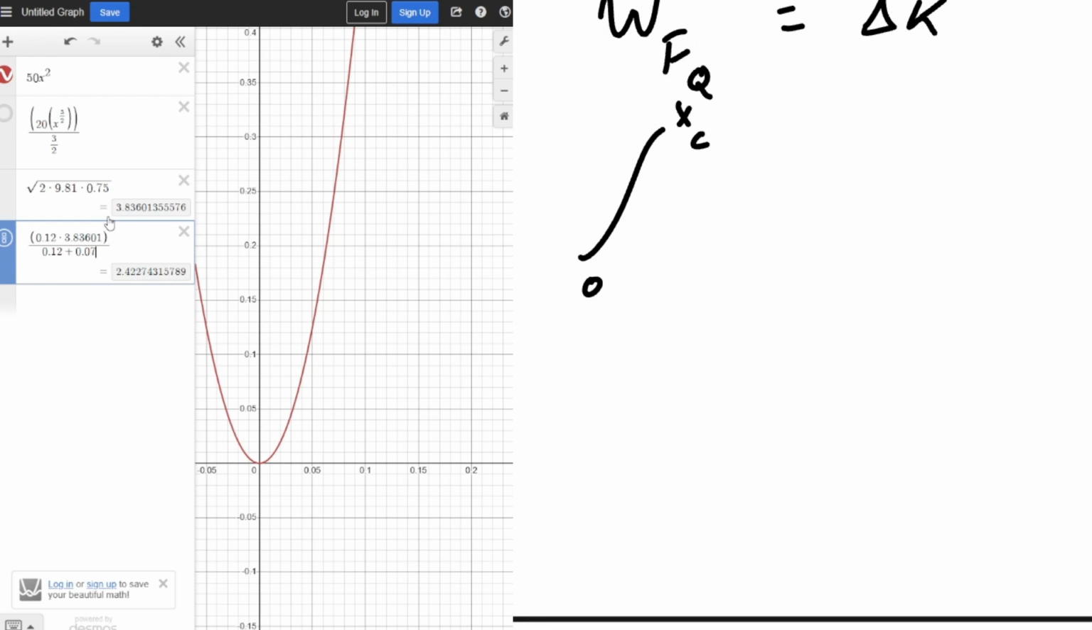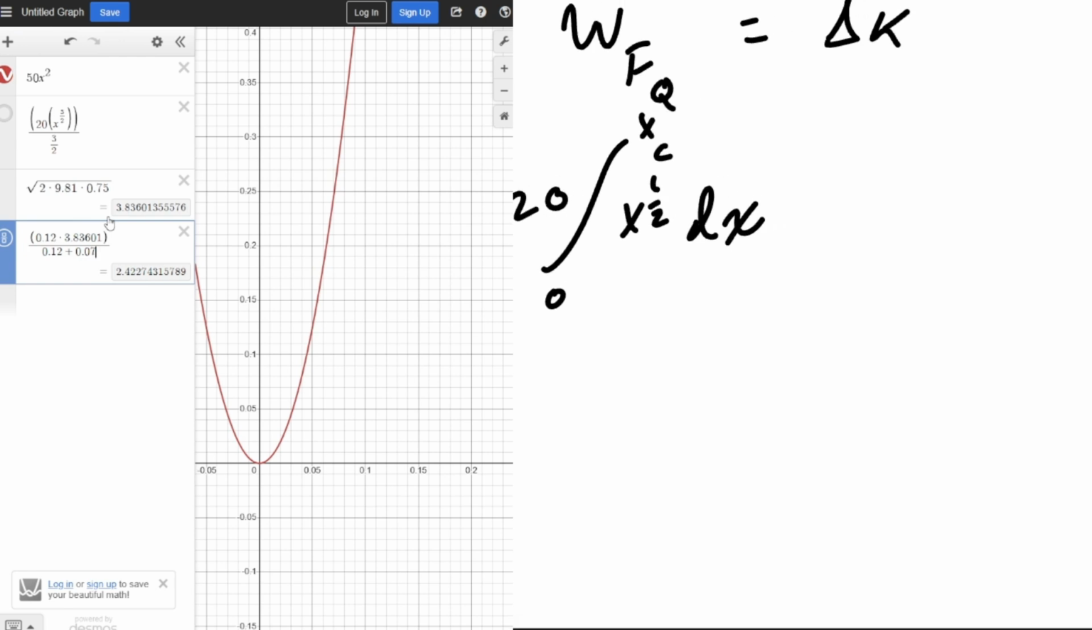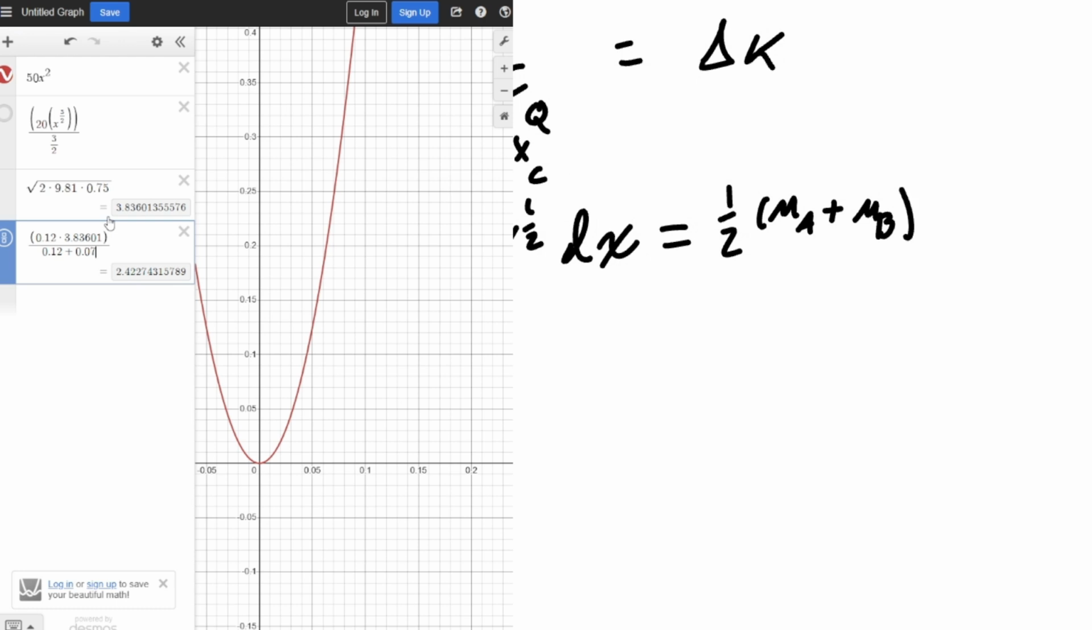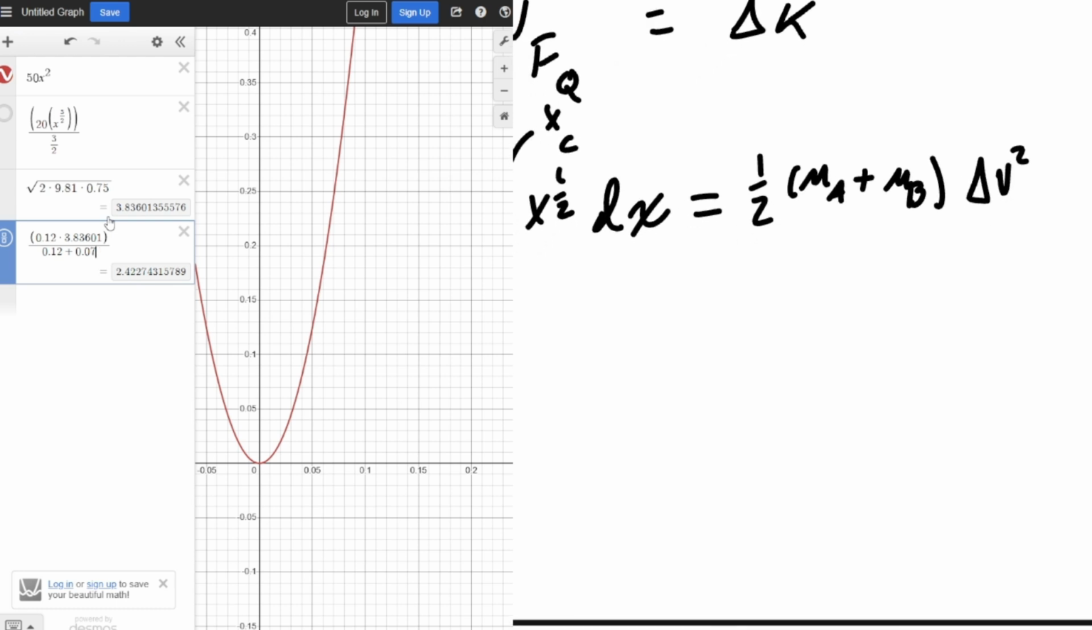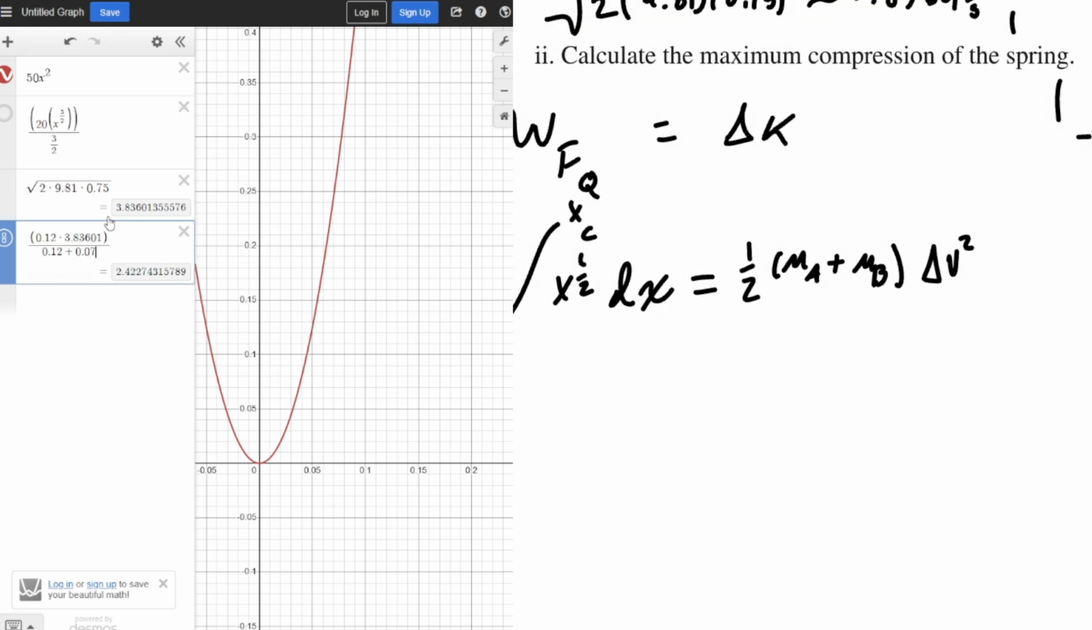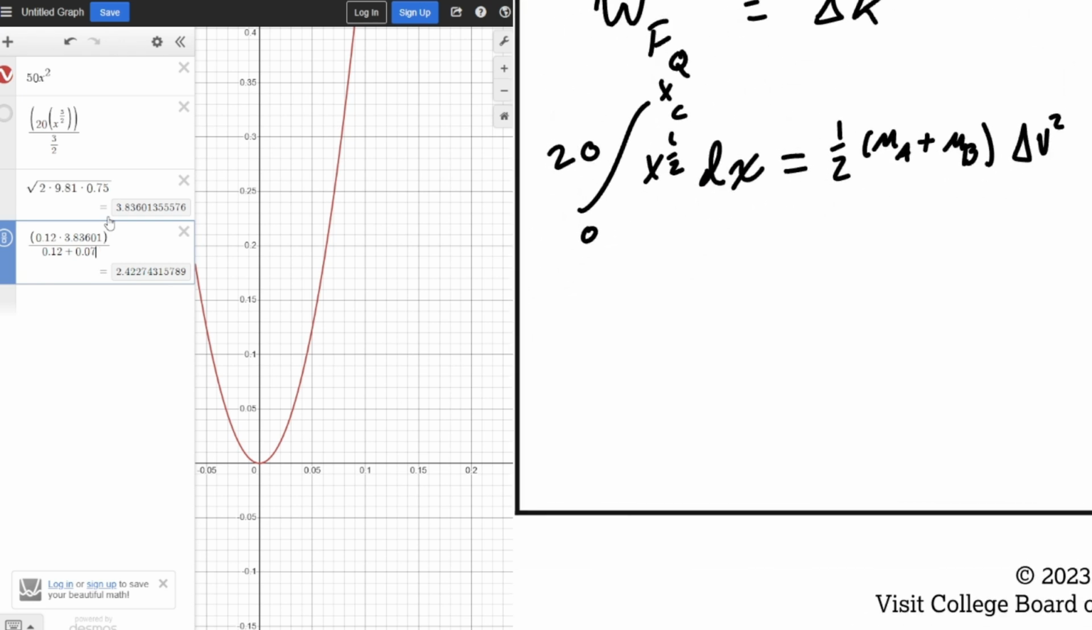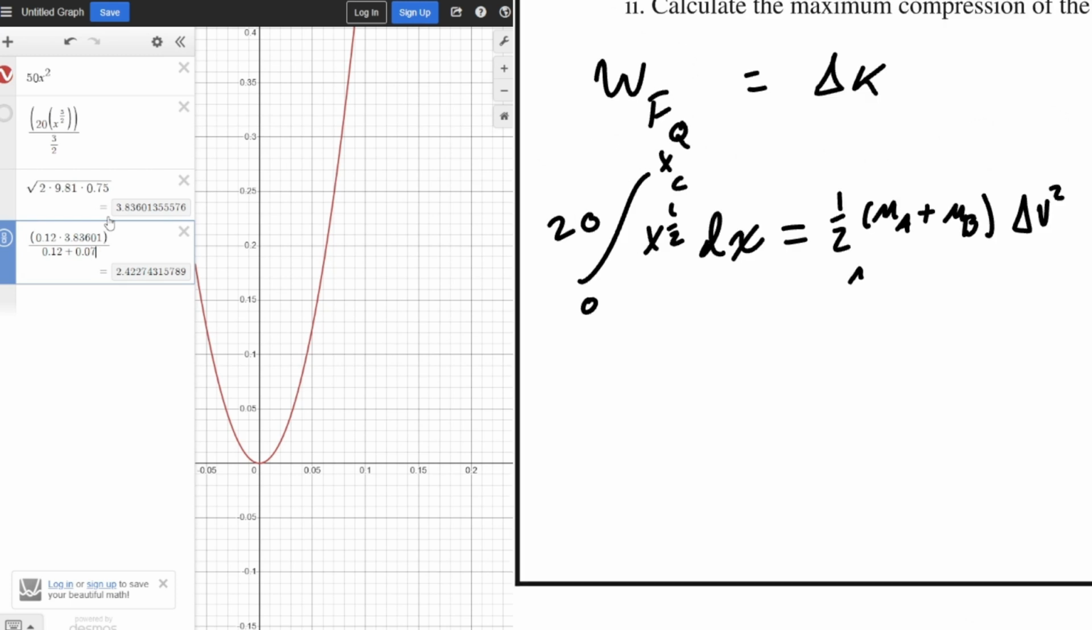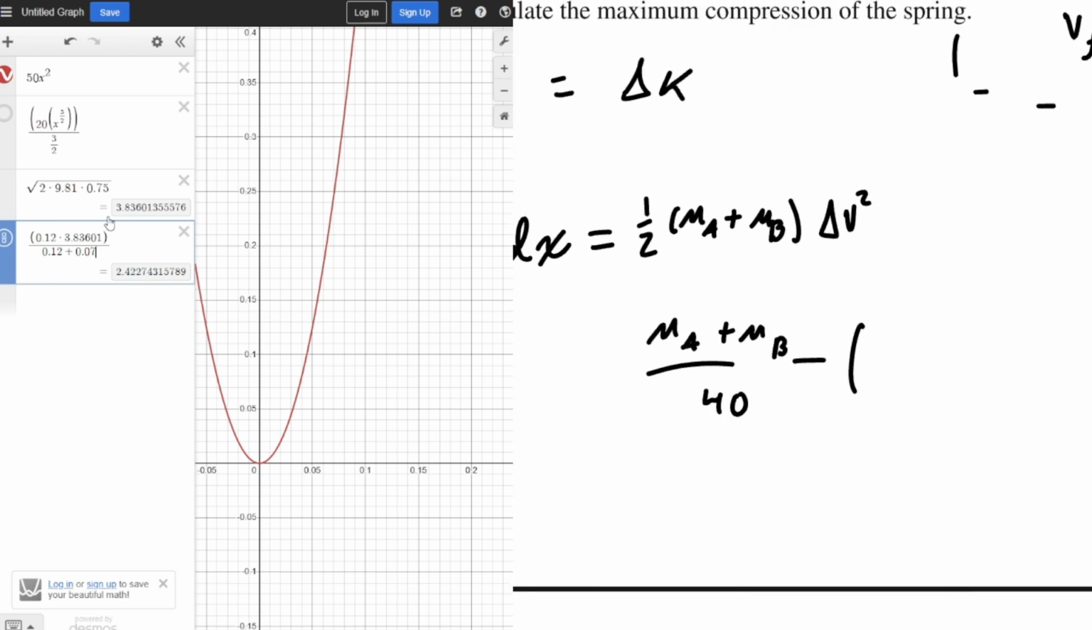And the spring force was C, where C is 20, so we're going to take our 20 out. x to the 1/2 dx is equal to delta K, which is 1/2, the mass of A plus mass of B, because they stuck together and are moving as a system, delta V squared. I'll show you in a second, it'll come out later. Just to make this easier on ourselves, we're going to move terms to the other side. So now we're going to divide by 20, we're going to get divided by 40. And delta V squared is V final squared minus V initial squared.